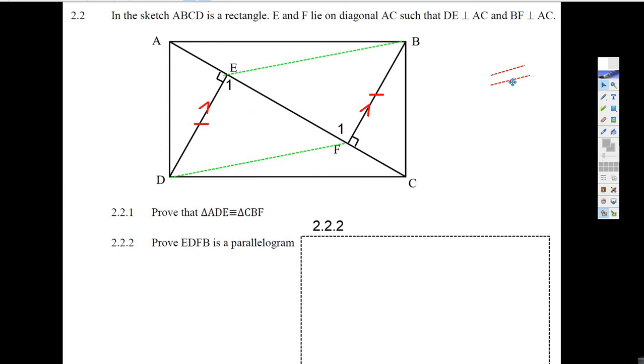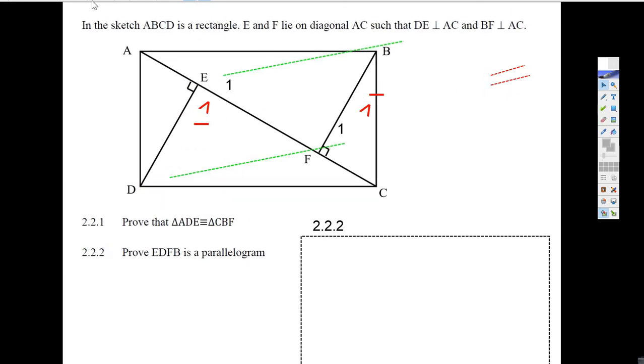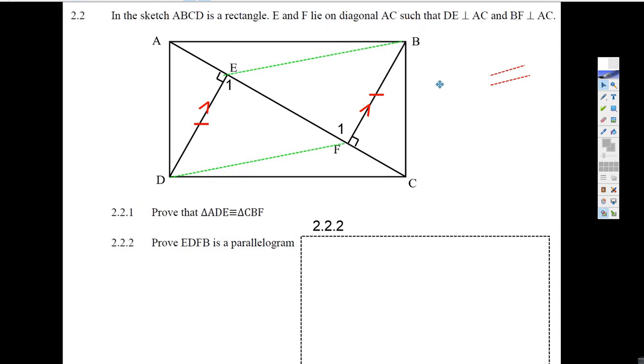Well, if these two angles, that angle E1 and that angle, I'll put a little F1, they're equal. If they're equal, it makes those lines parallel because they're alternate angles. Well, that's it. Then we could say that EDFB is a parallelogram.